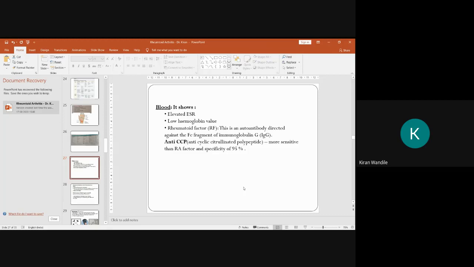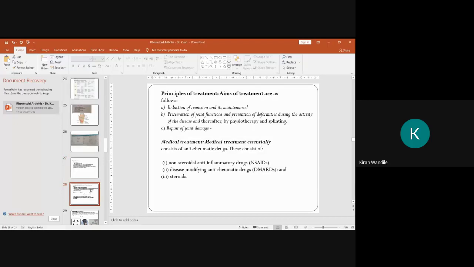these autoantibodies recognize the collagen 2 of the cartilage, and that is why it is never positive in healthy individuals. Rheumatoid factor can be positive in a normal healthy individual, but this test is never positive in a healthy individual, and false positive chances are less as compared to rheumatoid factor.